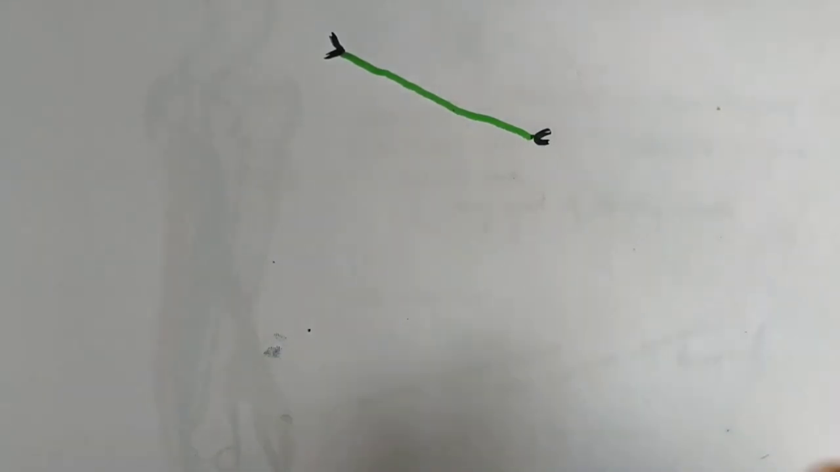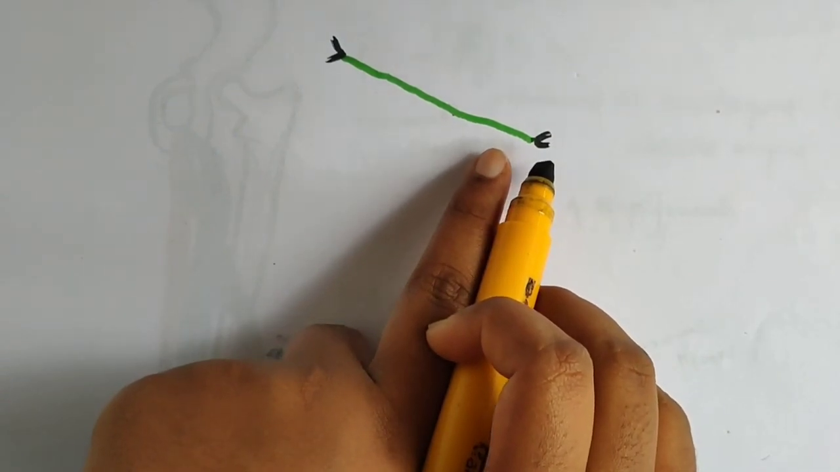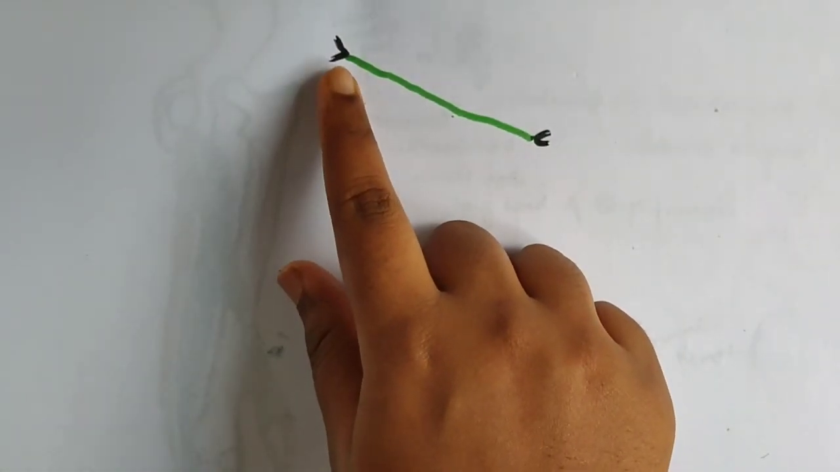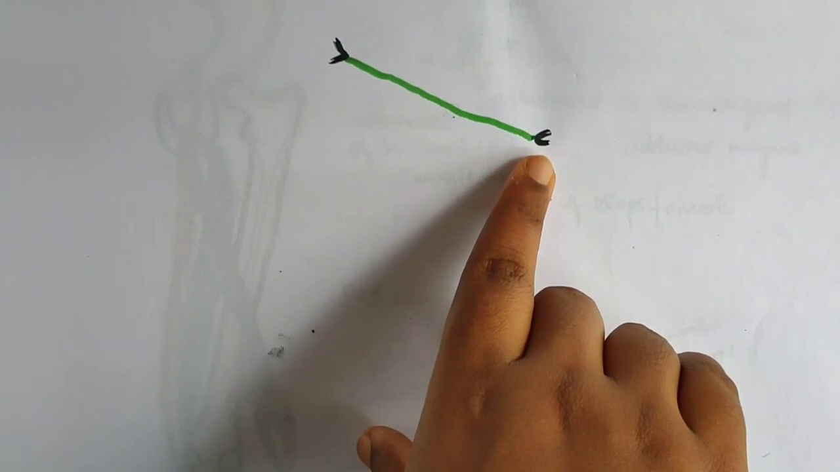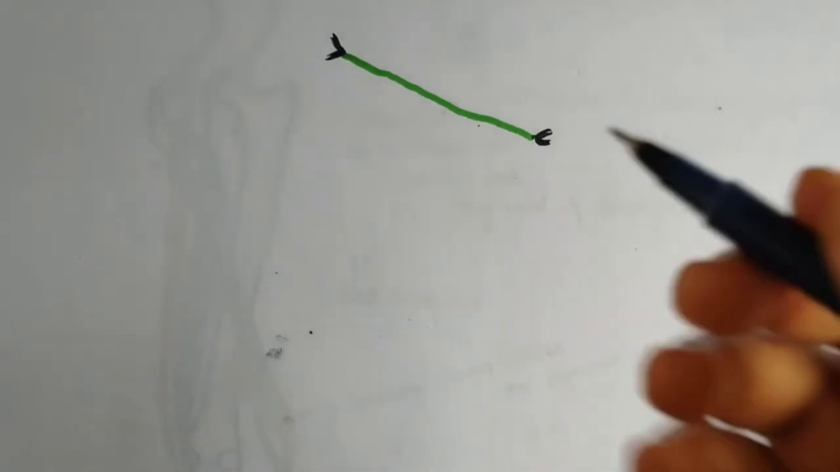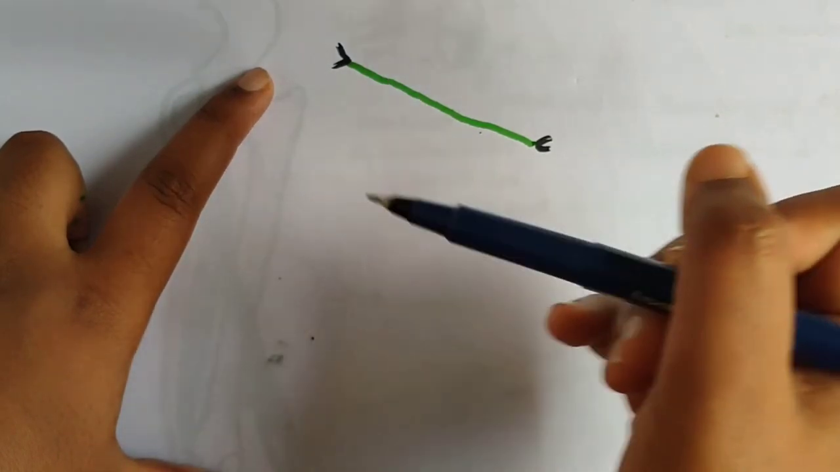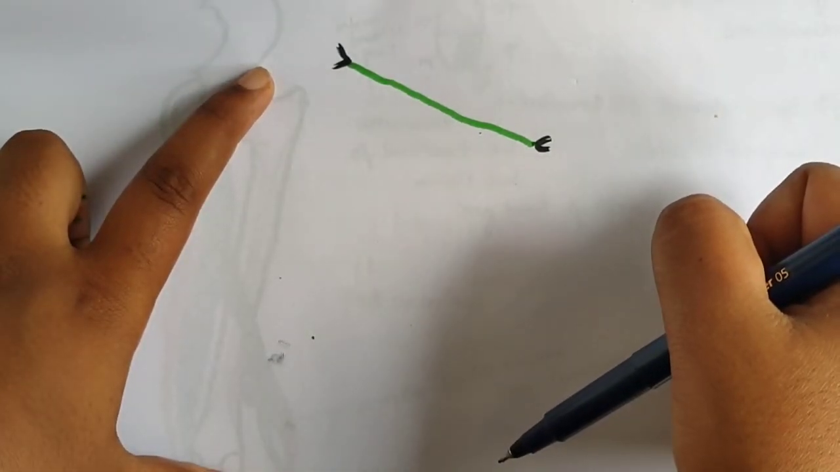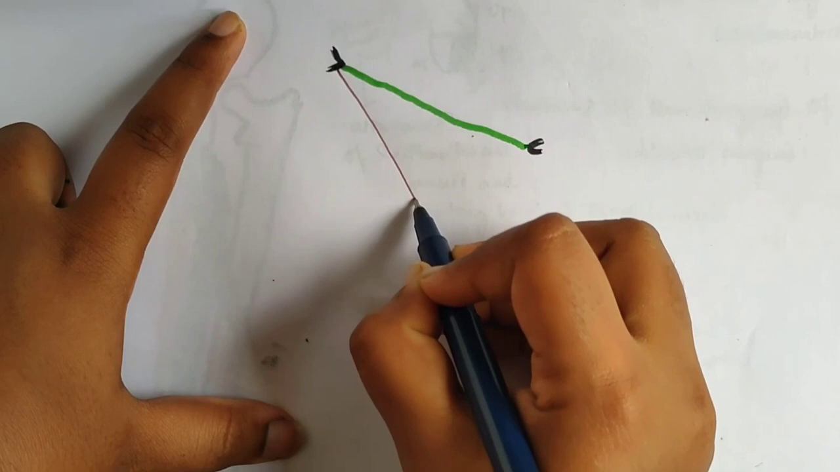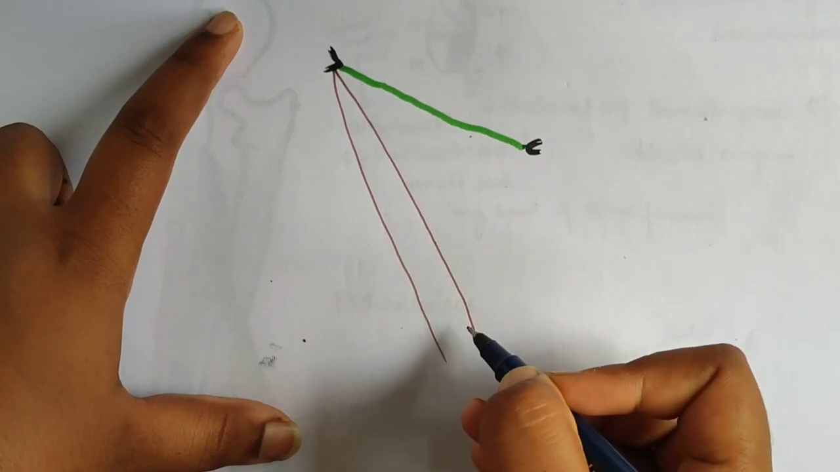Just imagine this. This is the anterior superior iliac spine and this is the pubic tubercle. The inguinal ligament attaches between the anterior superior iliac spine and the pubic tubercle. This is the inguinal ligament. And next is the sartorius muscle, which originates from the anterior superior iliac spine and inserts to the medial surface of the tibia. This is the sartorius muscle.